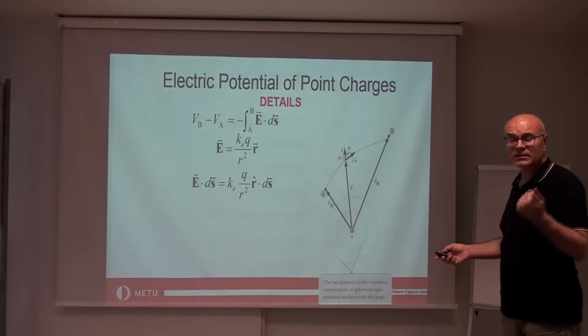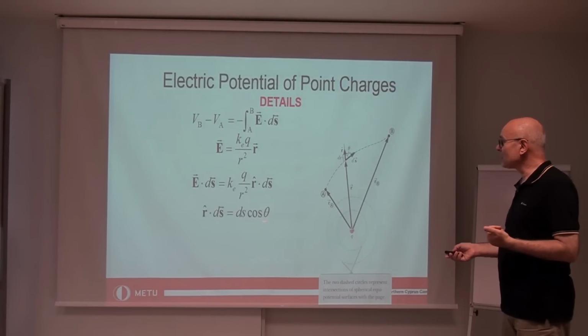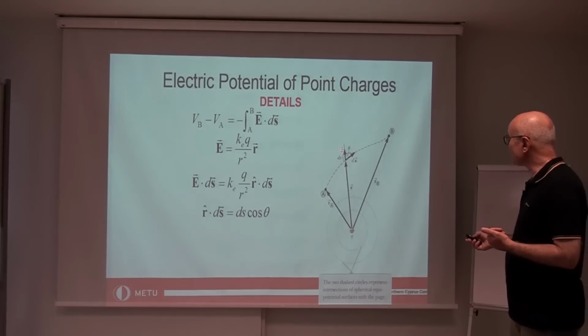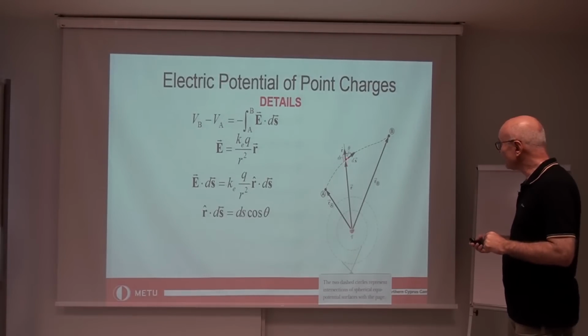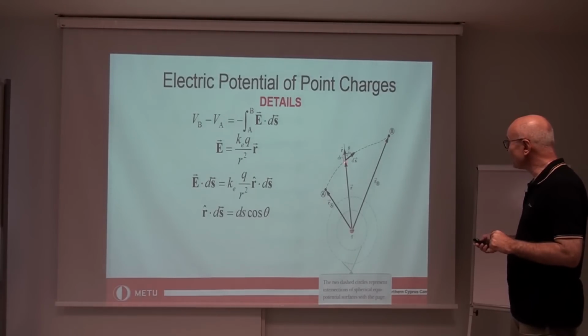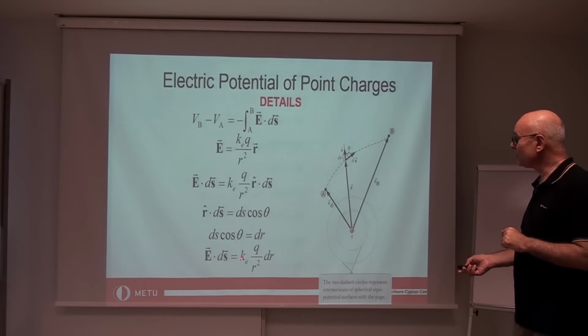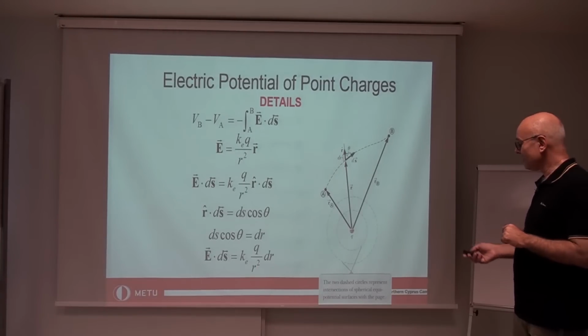Modulus r hat is what? It is 1, because it's a unit vector. So this reduces to ds cosine theta. But what is ds cosine theta? ds cosine theta is the component of ds along r hat. But what is this? This is dr, the change in r along the radial direction. And therefore, E dot ds reduces to kq over r squared dr. So this is the dr.